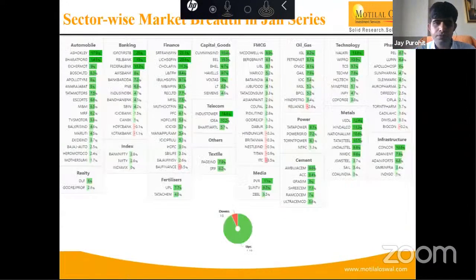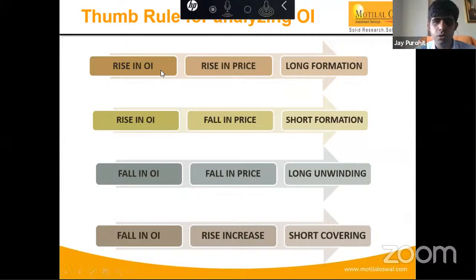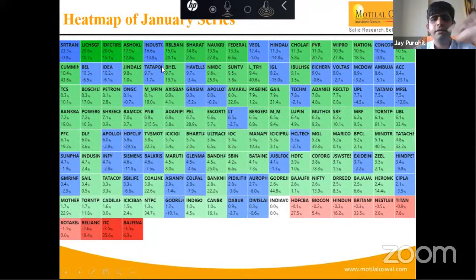Now with this simple rule, when the price increases along with a rise in OI, it is a long formation. If we look at this heat map, we can clearly say that long build-up is there in LIC Housing, IDFC First, Ashok Leyland, RBL Bank. In Bharat Forge, the open interest is not so high, so that is a blend of short covering as well as fresh buying.